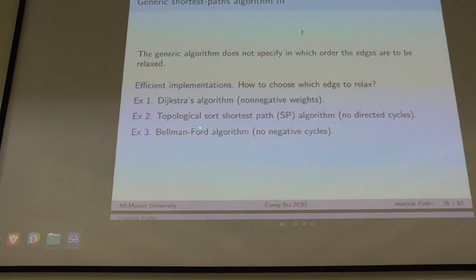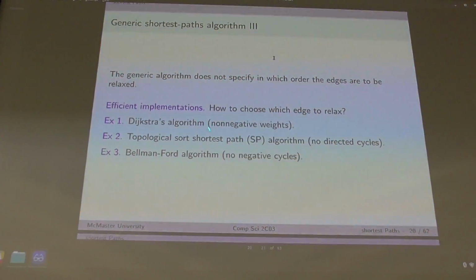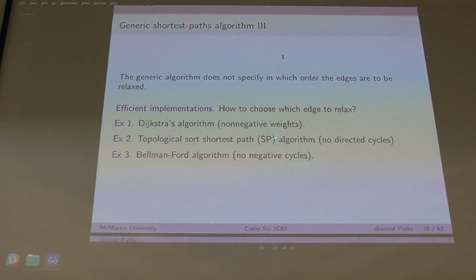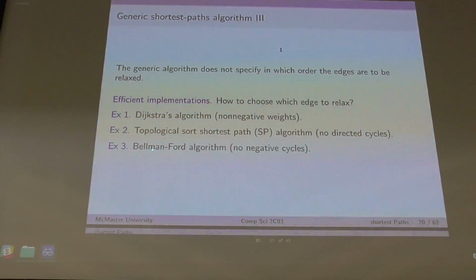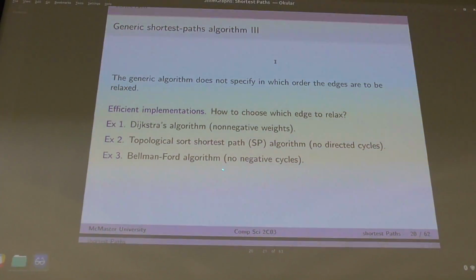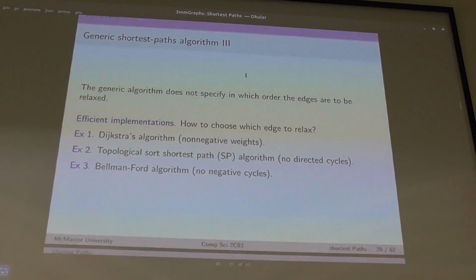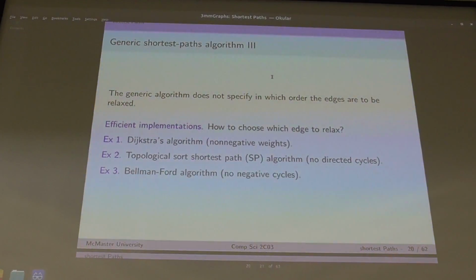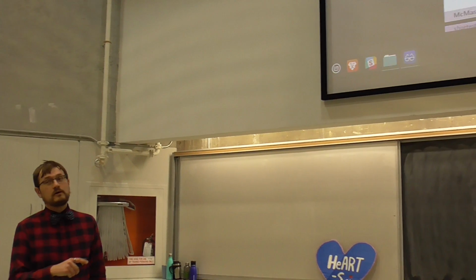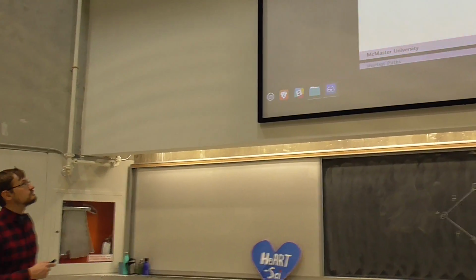You have topological sort shortest path algorithm, which must contain no directed cycles, and the Bellman-Ford algorithm, which must contain no negative cycles. So, topological sort, we can use this to produce a shortest path algorithm, but of course, remember that there is no topological sort if there are cycles, so that's the restriction here, right? We're going to talk about Dijkstra.